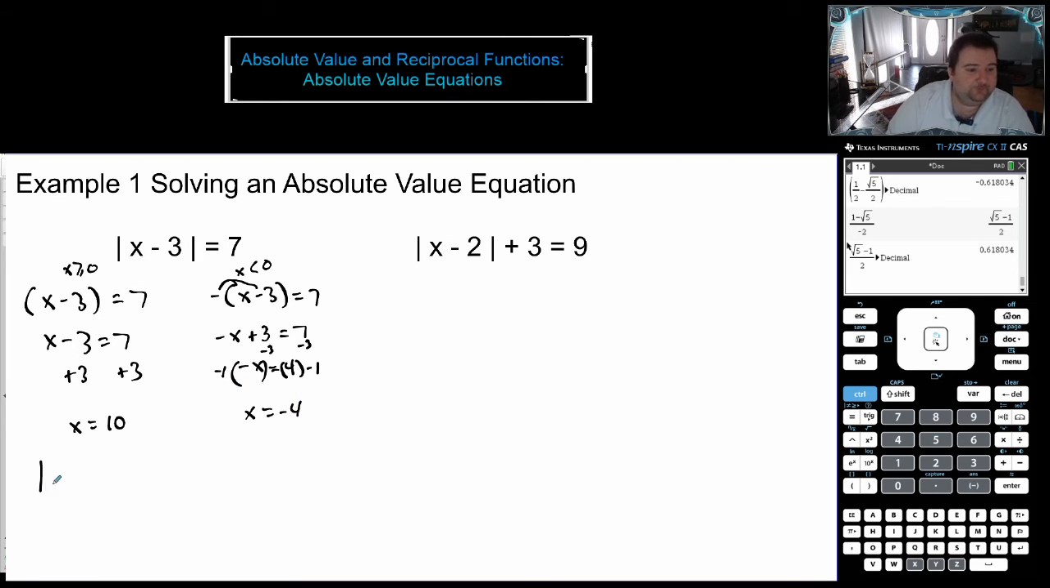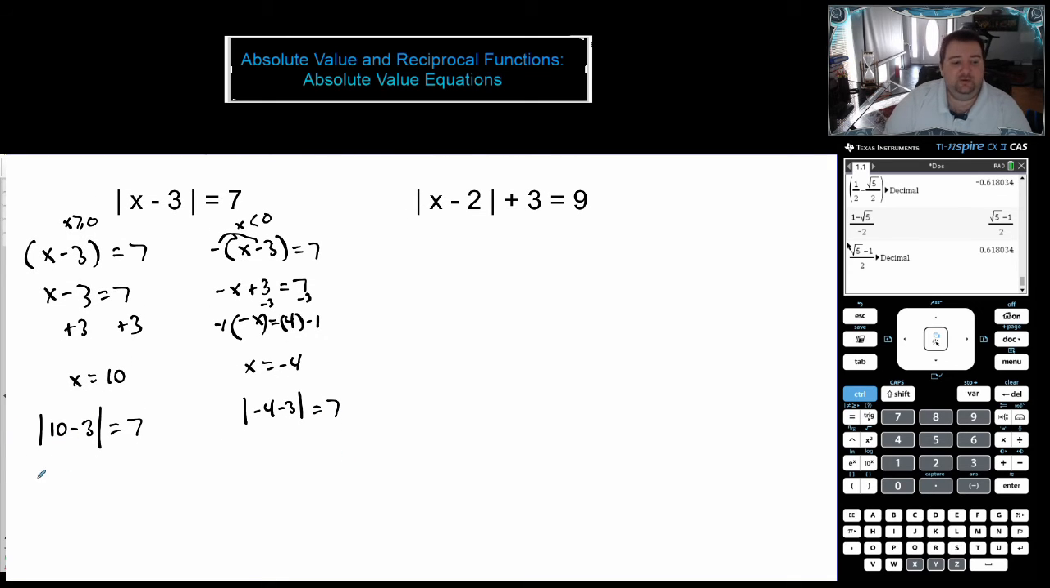Let's check our answers. We're going to have the absolute value of 10 minus 3 equals 7. And here, we're going to have the absolute value of negative 4 minus 3 equals 7. 10 minus 3 is 7. Is the absolute value of 7 equal to 7? Well, the absolute value of 7 is 7, and 7 equals 7. So yes. What is this? Well, we have the absolute value of negative 4 minus 3, which is negative 7, equals 7. What's the absolute value of negative 7? 7. Does 7 equal 7? Yes. So this one works.